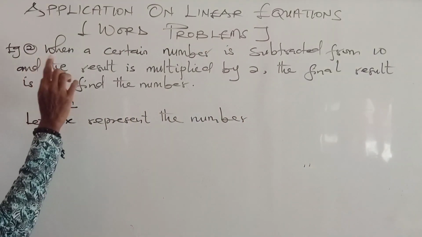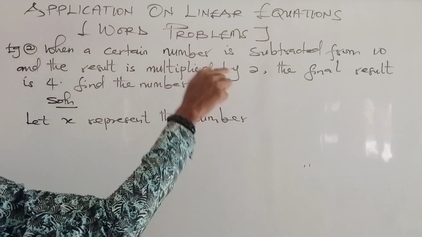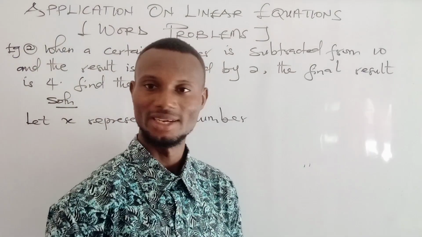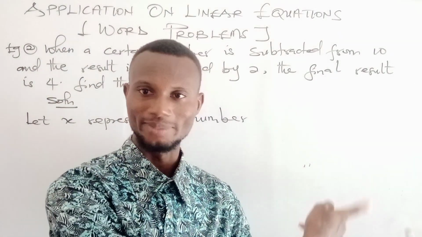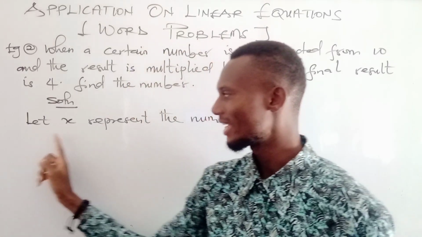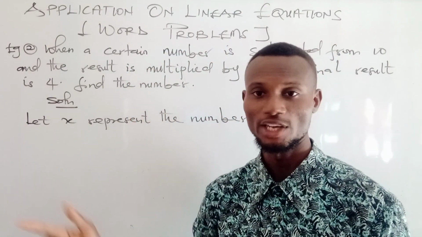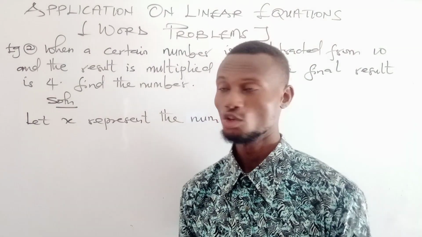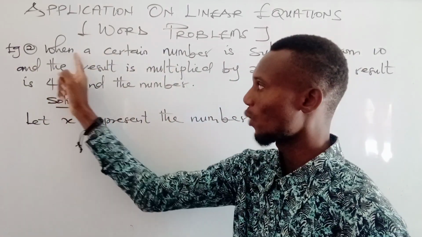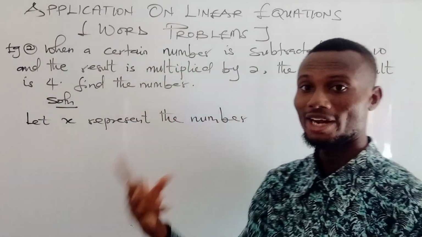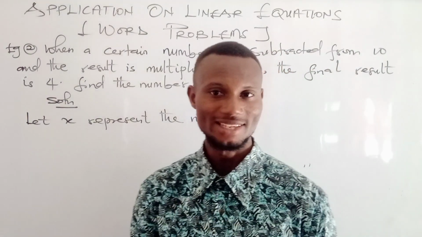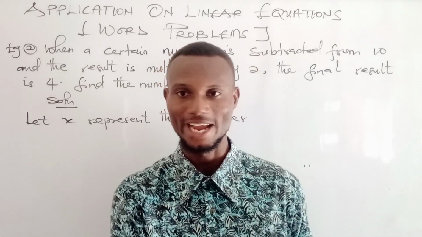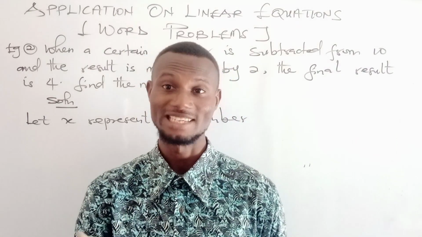Okay, so it says that when a certain number is subtracted from 10, what number are we talking about? It says a certain number that we don't know is subtracted from 10, and we've said let S represent the number. So that certain number that we don't know, we've represented it by the variable S. So now the first statement is saying that when a certain number is subtracted from 10, what's that certain number? S is subtracted from 10. So it means that 10 is there, then you are subtracting that certain number from it.